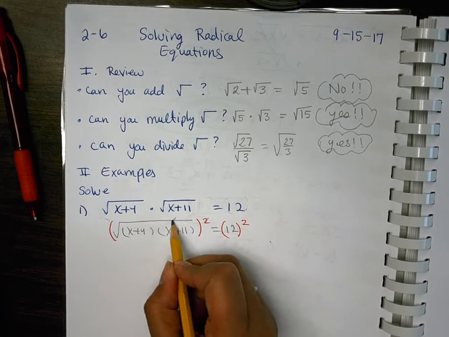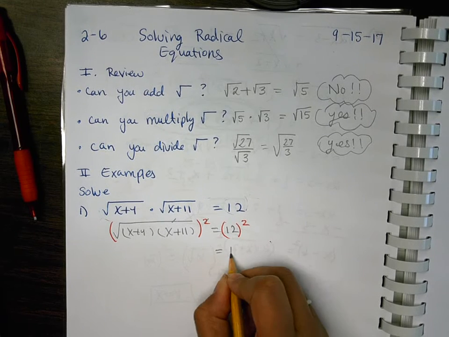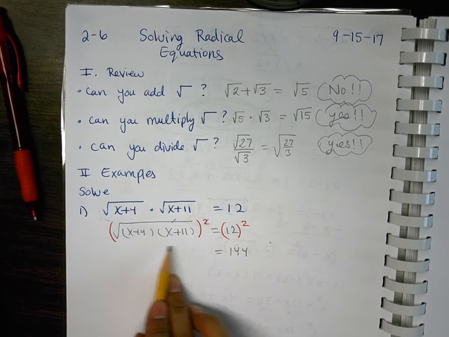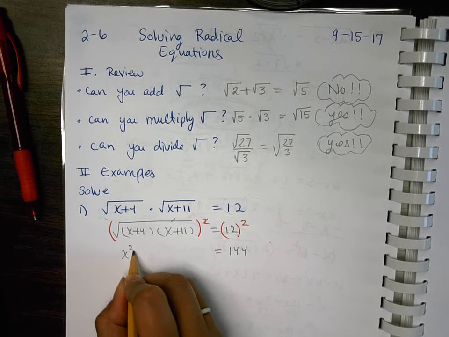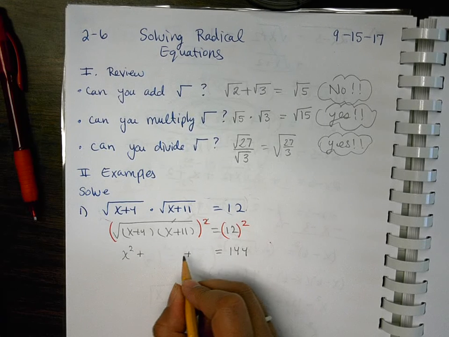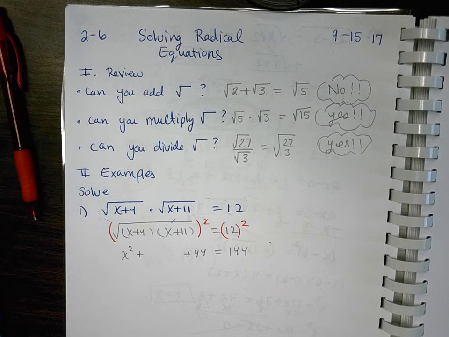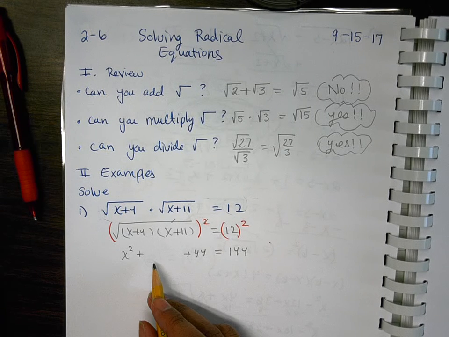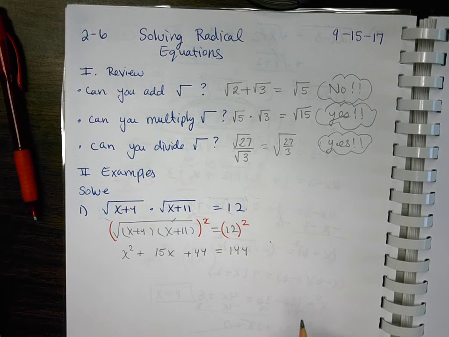All right, so I am going to do two things at one time. The square and the radical undo each other, and I'm going to go ahead and FOIL this. And we know that 12 squared is 144. So go ahead and FOIL that. After you FOIL and combine your middle terms, what do you get? X squared plus 15x plus 44 equals 144, yes or no?